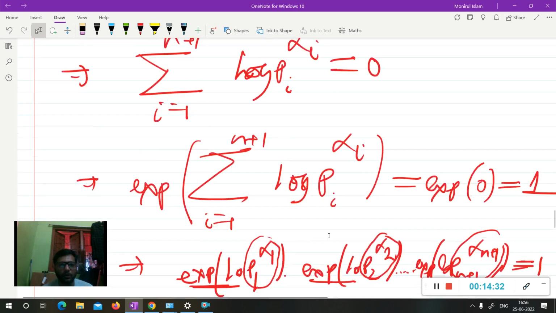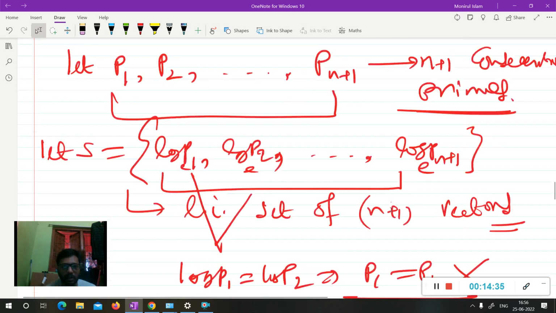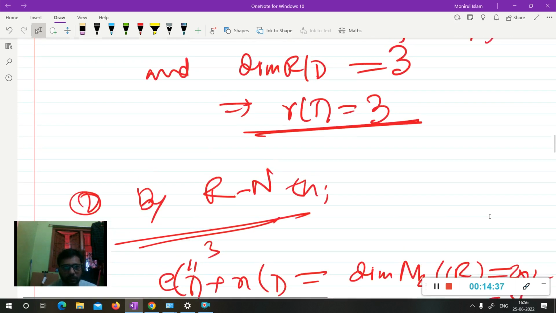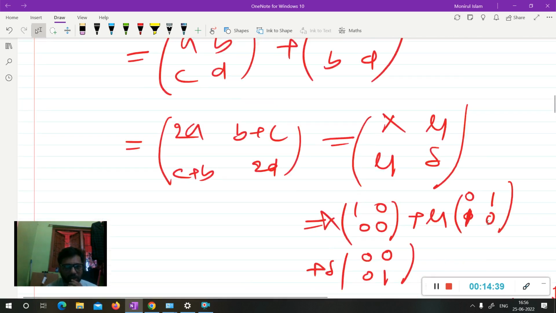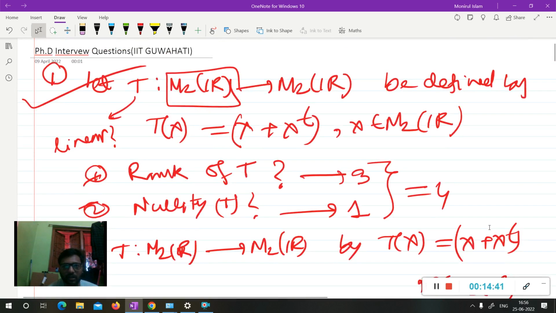So an important example of an infinite dimensional vector space is R over Q, and here is the proof that I have proved. This is a true question asked in an IIT Guwahati interview. Now there is one more question. I am writing that question.